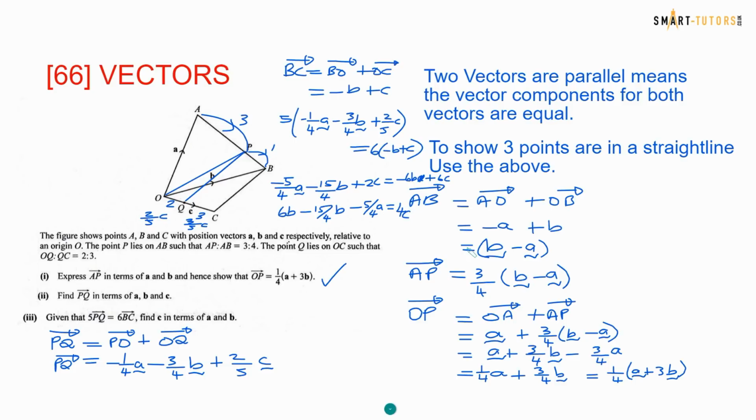Somehow we have some answer. I'm going to times everything by 4. I don't have enough space here, so I'm trying to do it here. 4 times 6 is 24B minus 15B minus 5A equals 16C. So 24B take away 15B is 9B minus 5A equals 16C. So that is the answer.